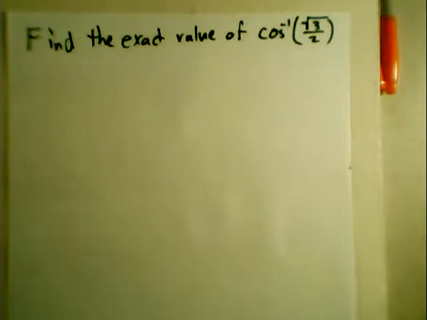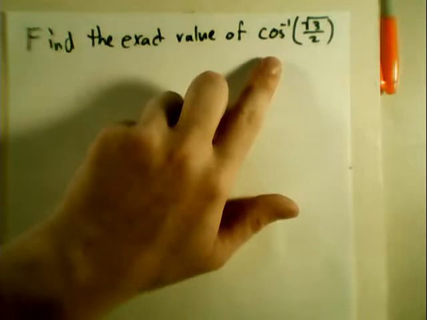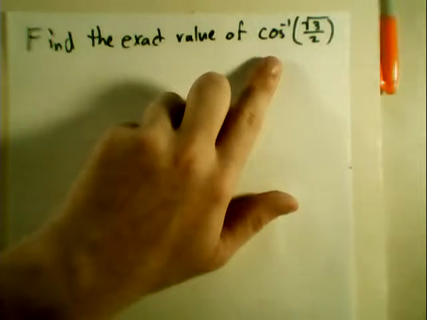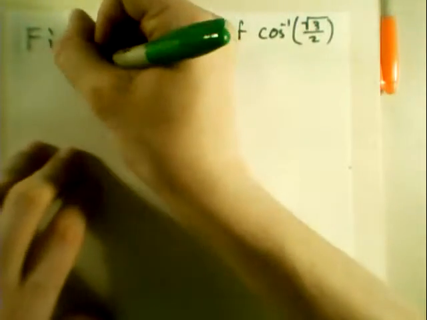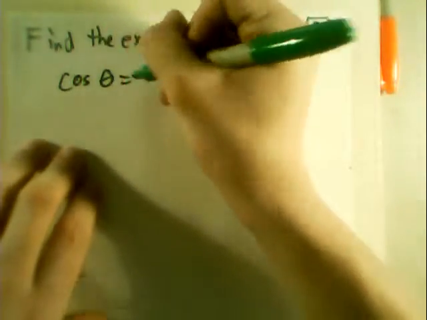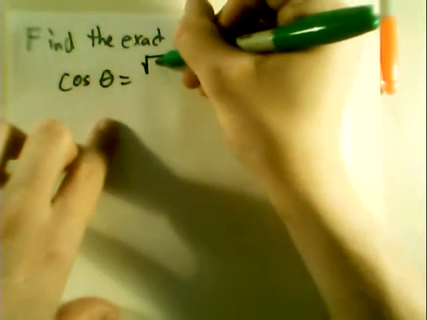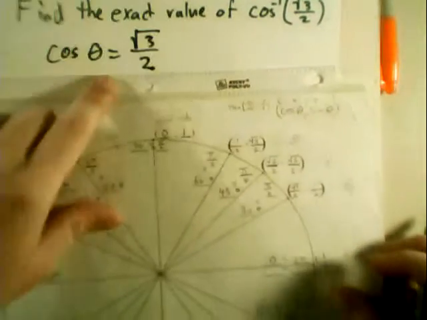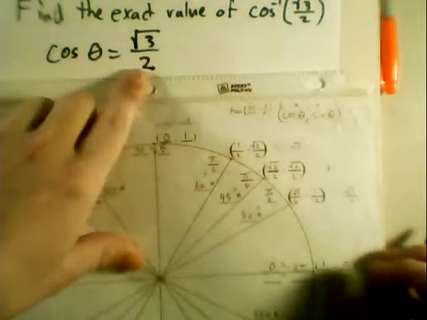On problem number 15, it wants you to find the exact value of some kind of trigonometric inverse function. So in this case, we need to find cos inverse of the square root of 3 over 2, which is basically like find the angle of cosine, where cosine equals the square root of 3 over 2. So on this one, it's fairly easy. All we need to do is find where cosine actually equals that value.